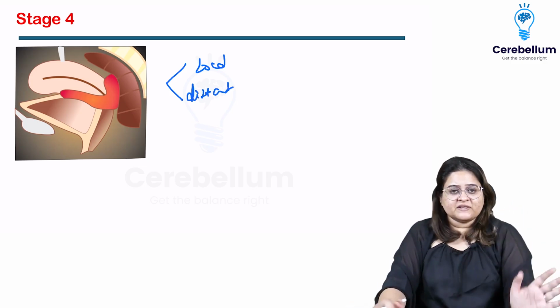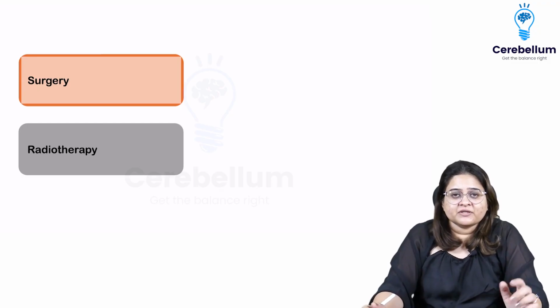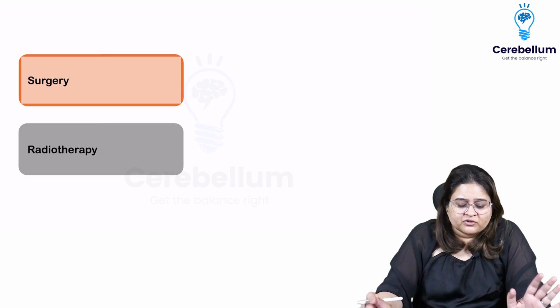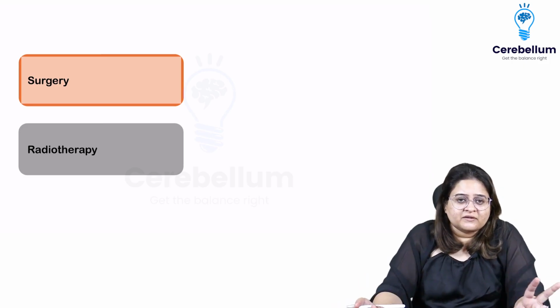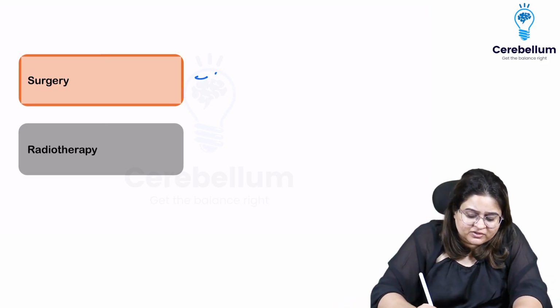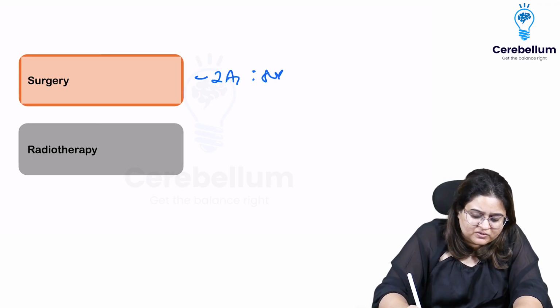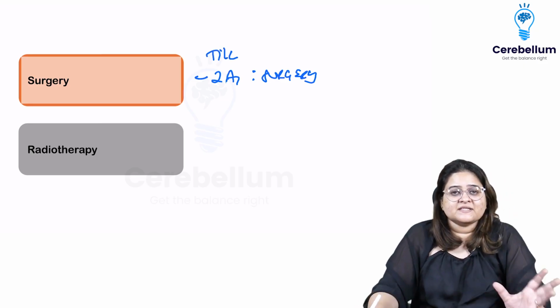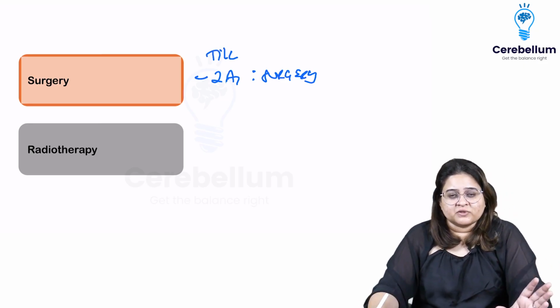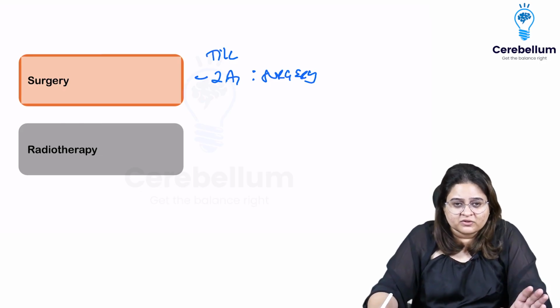So this is the staging. It's a very simple staging. It's a very important staging from the exam point of view. So for cervical cancer, we have two modalities of treatment. Till stage 2A1, you can do surgery. Okay, till 2A1. This is excluding large 1B tumors. 1B3 will usually not do surgery.